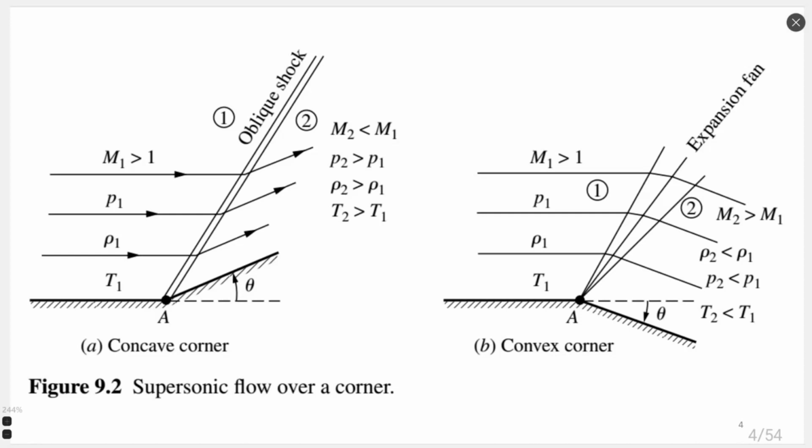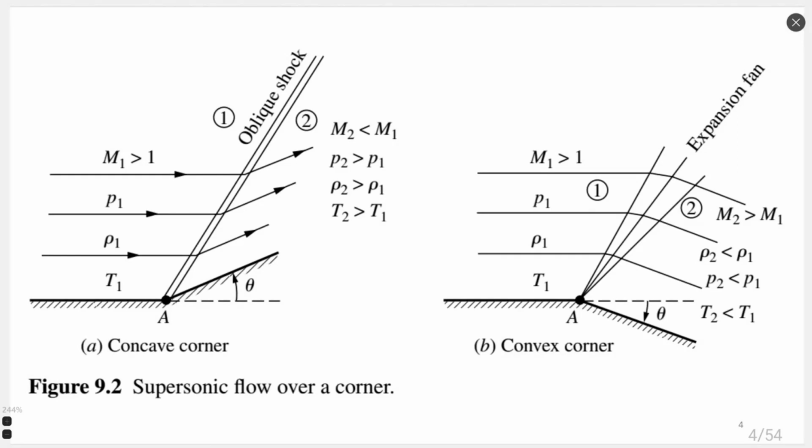At the same time, there is an increase of thermodynamic properties and a drop of Mach number. Inside the expansion fan, we have a process that is different because it is a continuous change, a continuous change of flow properties and flow direction. Such flow is isentropic, and it increases Mach number and reduces other thermodynamic properties.